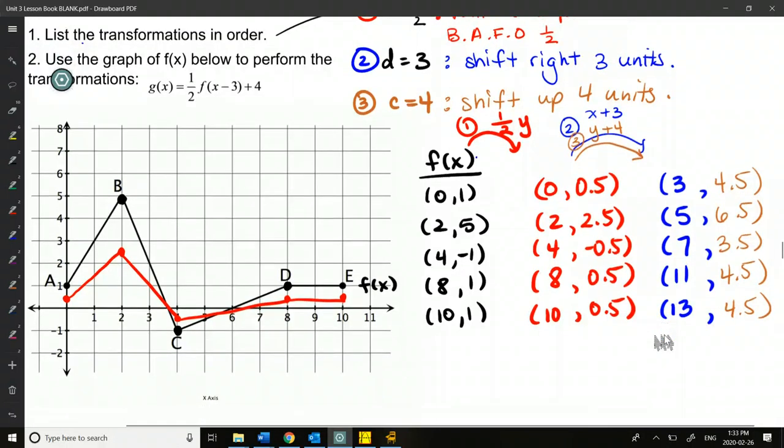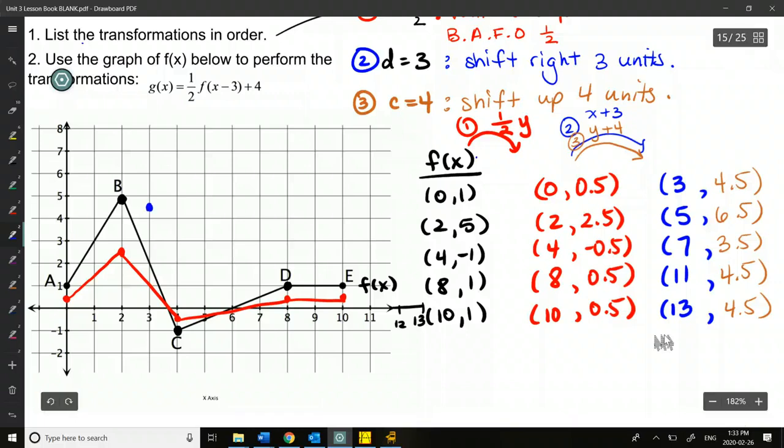And then we're going to plot. So we might need to just extend our graph a little bit because we have to go up to 13. So 3, 4.5, 5, 6.5, 7, 3.5, 11, 4.5, and then 13, 4.5. So here's our graph. We essentially just took that red graph, shifted it right 3 units, and shifted it up 4 units. This will be our final graph.